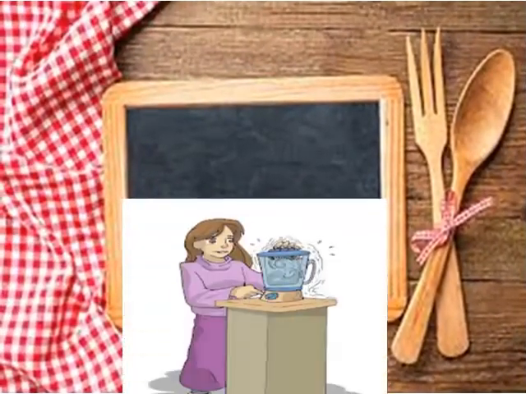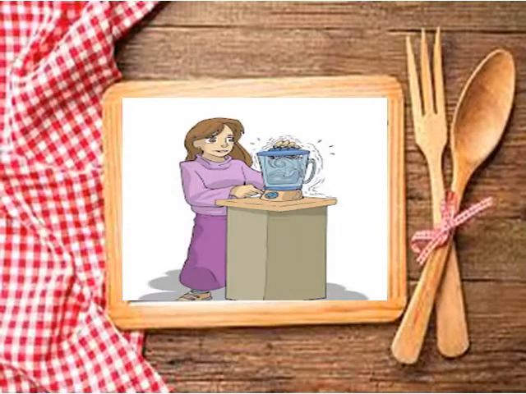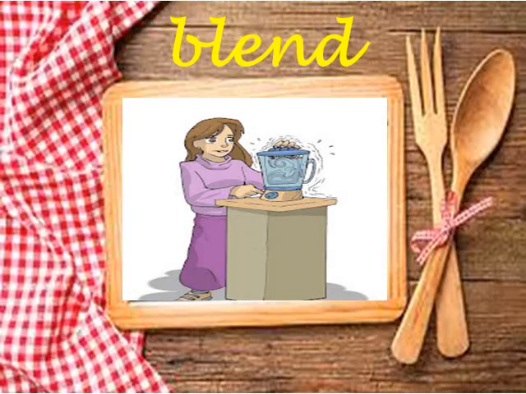The other picture here we have what? Yeah, blend. Blend. أن واحد السيدة هنايا كطحن. So she is blending in the blender. The noun is blender and the verb is to blend. Blend. كطحن. To blend.